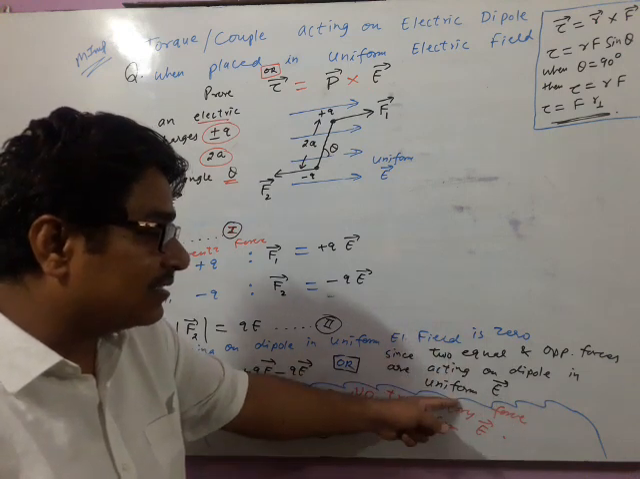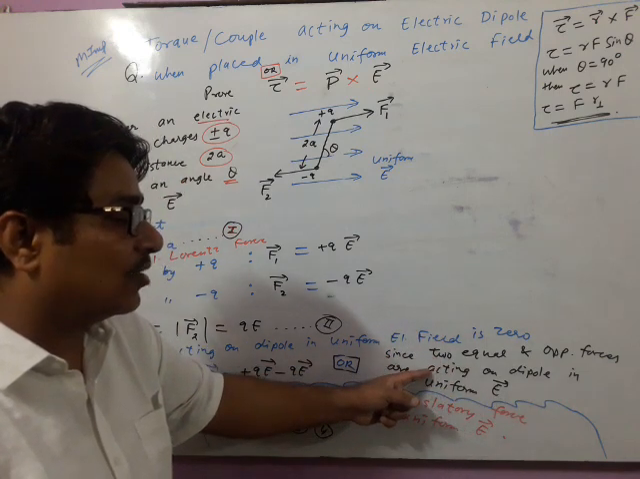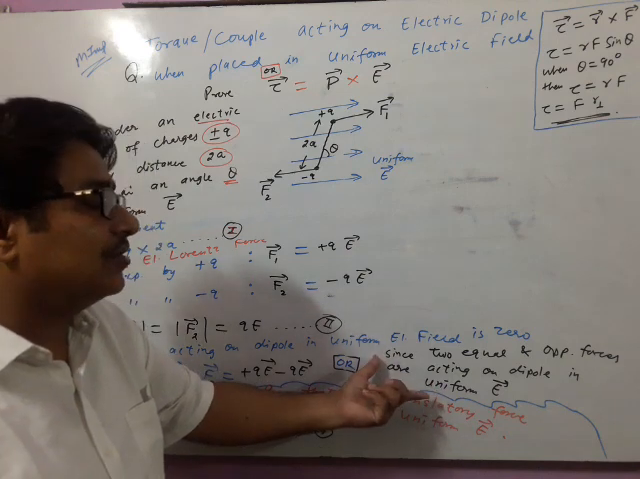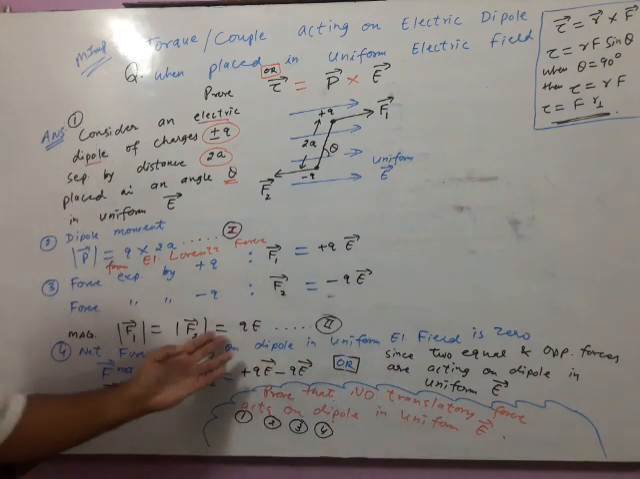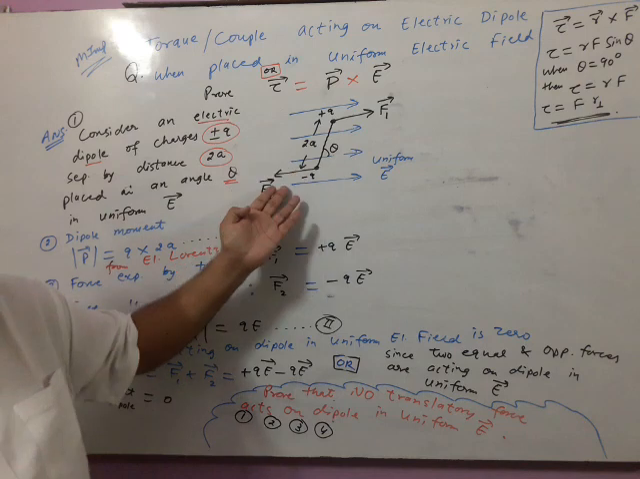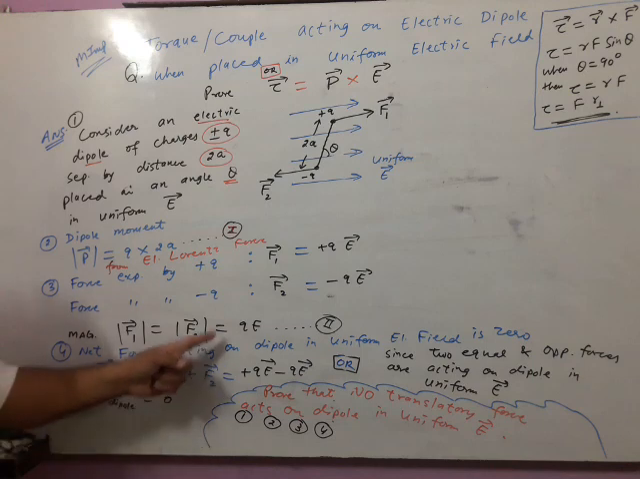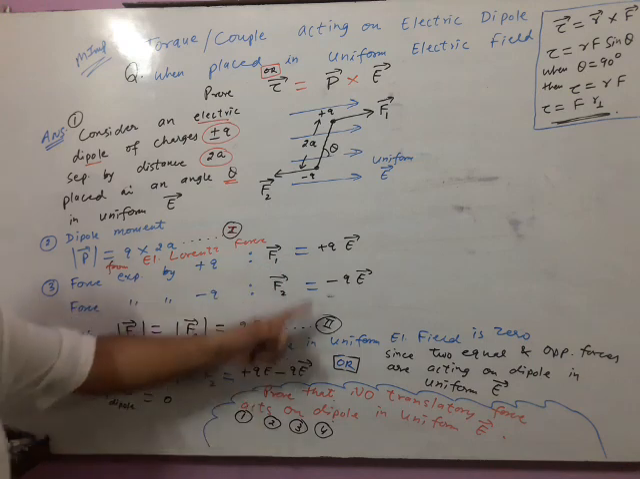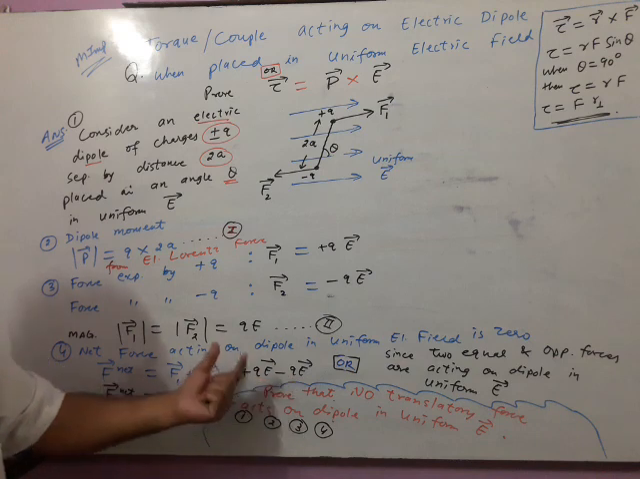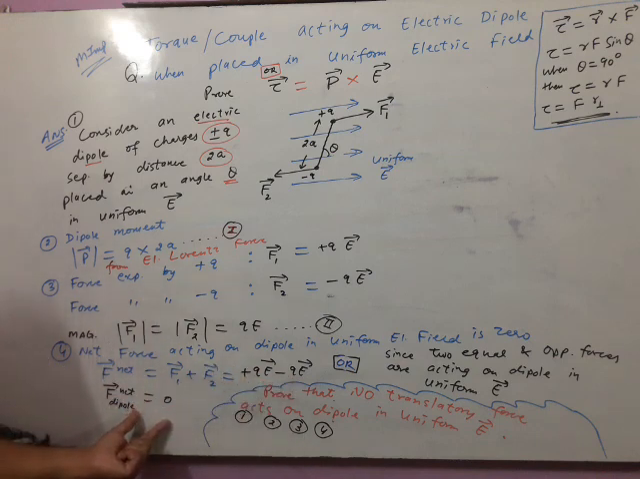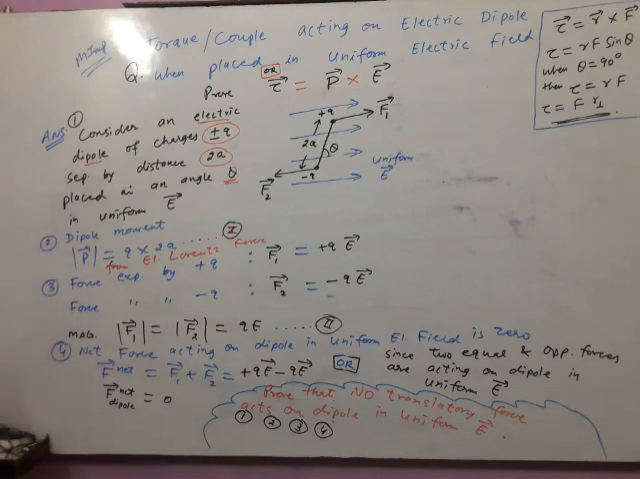Why? One reason is this. Since two equal and opposite forces are acting on the dipole in uniform field, it is 0. Why equal and opposite? See, their magnitudes are equal, directions opposite. So you may write like this, or you may write in vector form. But remember, vector form should be written with vector notation. Net force on the dipole vector equals F1 vector plus F2 vector. It is plus QE vector, it is minus QE vector. They are equal and opposite vectors, they are cancelling. So net force on the dipole in uniform field will be 0. Next, step number 5.